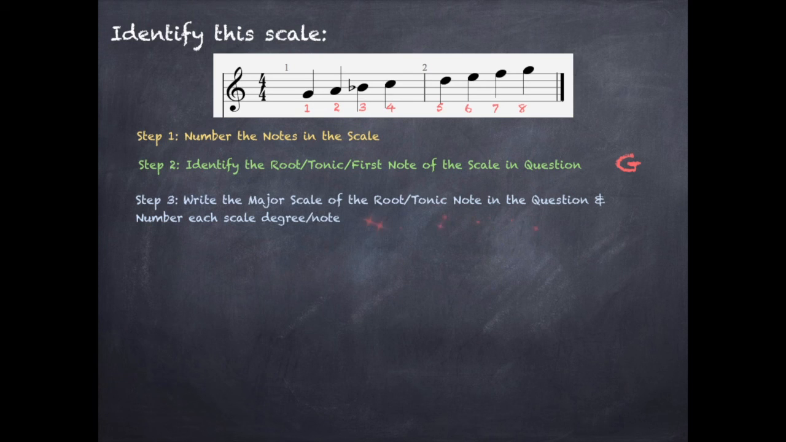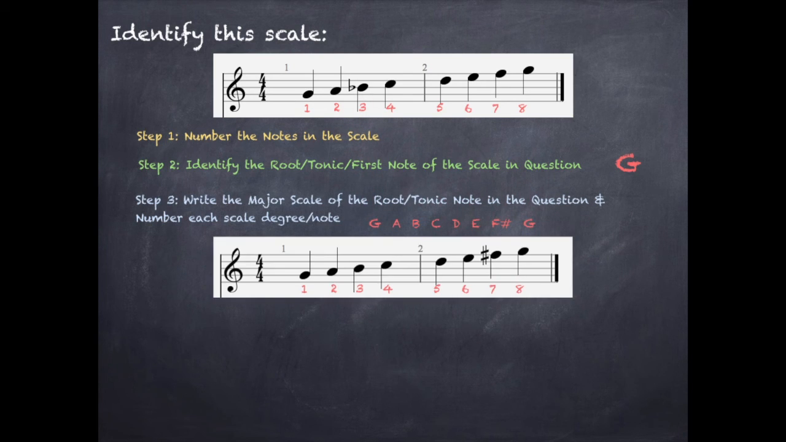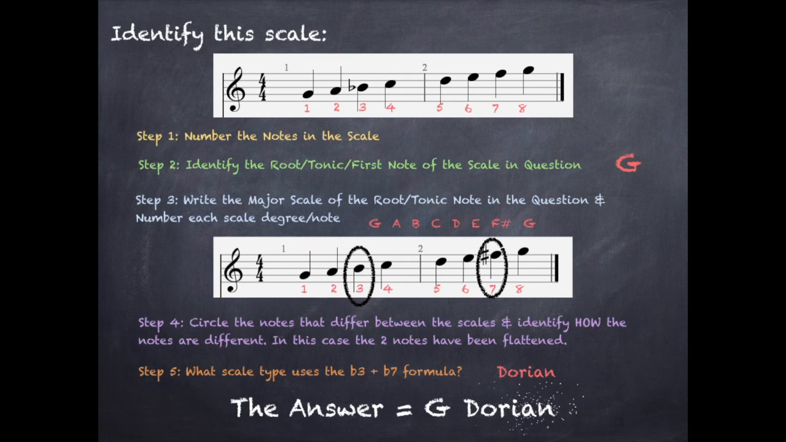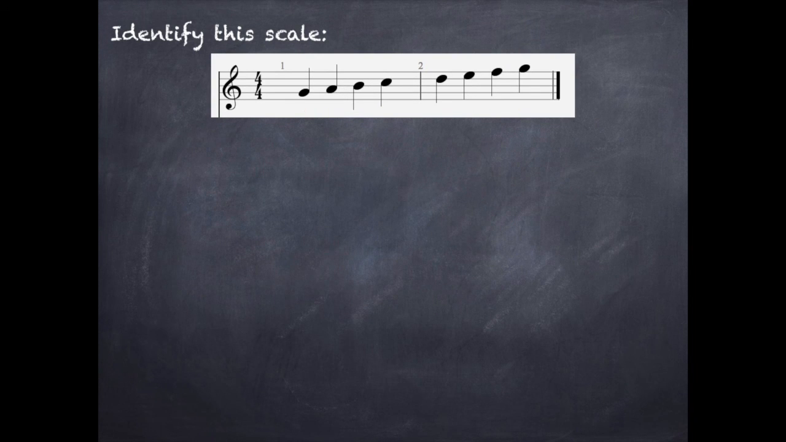So yet again, we write out a G major scale and we number all the notes 1 through 8. We need to circle the notes that differ between the major scale and the scale in question. And we notice this time that there are only 2 notes that are different, the 3rd and the 7th. The 3rd has been flattened and the 7th has been flattened. So which scale type uses the flat 3, flat 7 formula? It's a Dorian mode. So when we combine step 2 and step 5, we find that the answer is G Dorian.